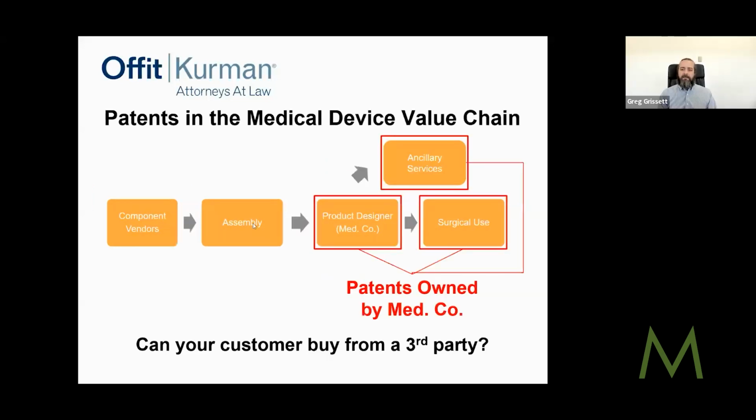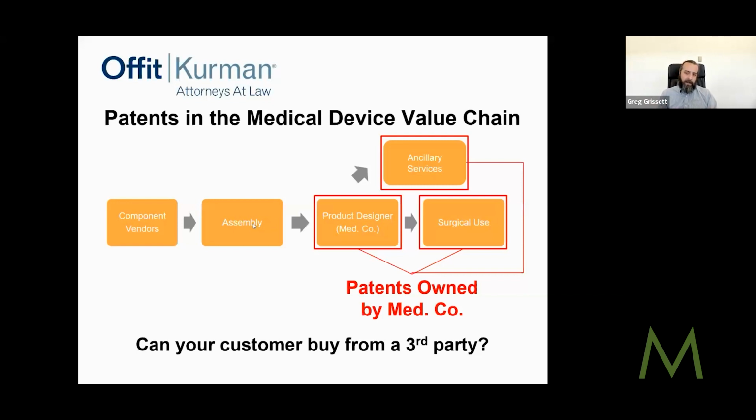So I've modified the value chain here a little bit to add what I call ancillary services. Now, ancillary services could be something that isn't necessarily the implant itself, but it could be software that you've created that helps the hospital manage their inventory better, or some other adjunct to the product that helps with the sales cycle and helps close the deal, so to speak. Some of that might be software related, and there may be patent protection there.